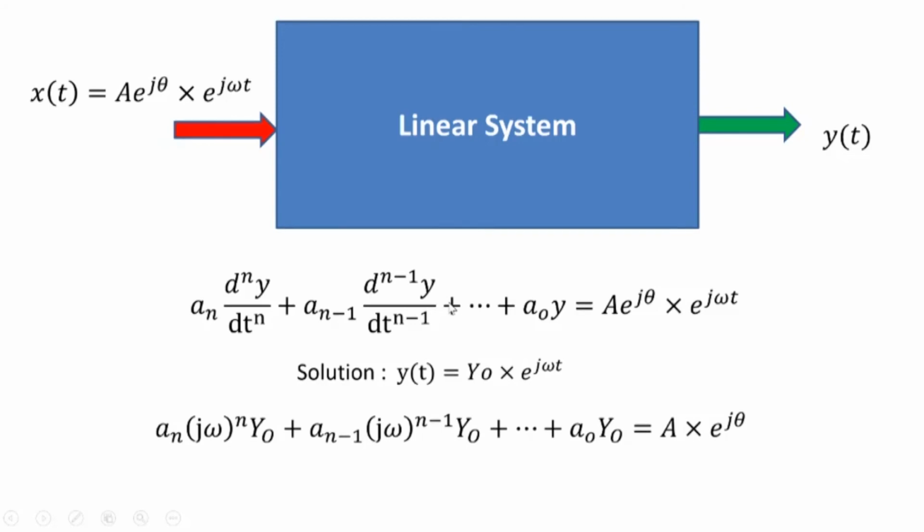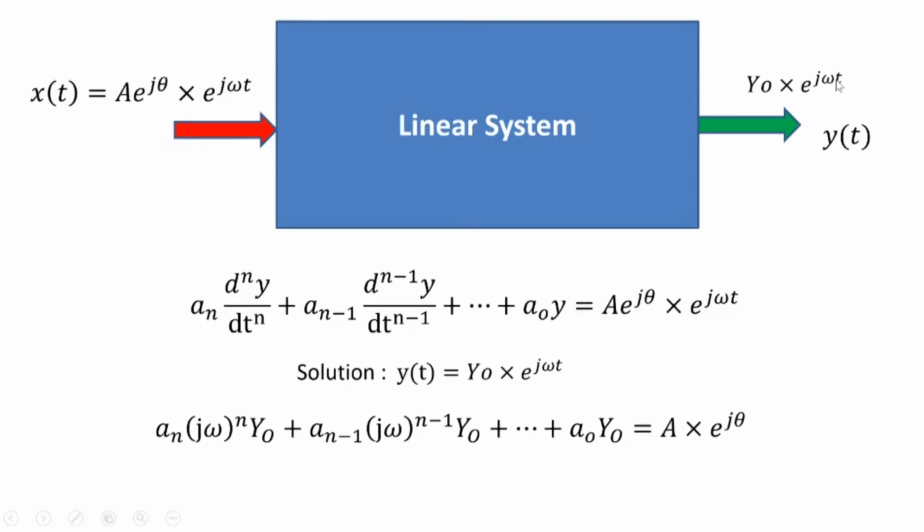And if we substitute it here, each term will have e^(jωt), and on the right hand side we also have e^(jωt). So e^(jωt) cancels out, and what we are left with is a_n. We will take the nth derivative here, so we'll get (jω)^n and so on and so forth. And on the right hand side is A e^(jθ). So we can find out y0. Y0 would be straightforward. Now note that this is nothing but an algebraic equation in a complex variable, because we have j there. So we can easily solve for y0, and therefore our answer is going to be of the form y0 e^(jωt).